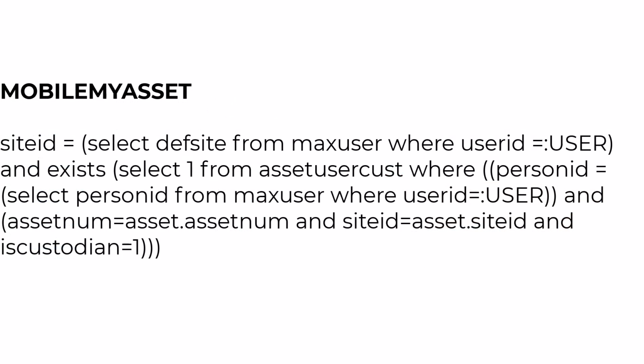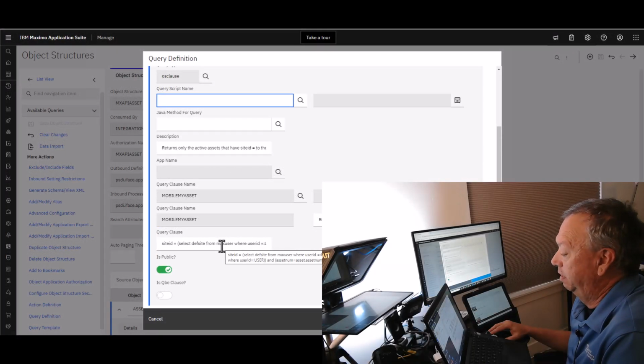I will roll down to the query clause and hover over it. And you can immediately see that in order for an asset record to appear in the asset mobile application for any particular user, that user also has to be a custodian of that particular asset. And so that's the definition of, quote, my assets. Therefore, any assets that this user is a custodian of will show up in that mobile application when they choose My Assets.